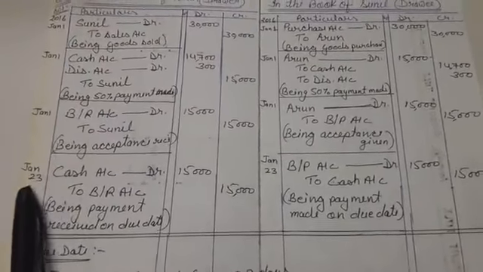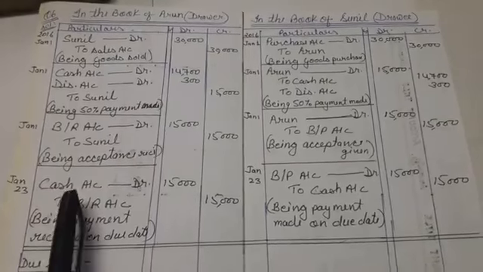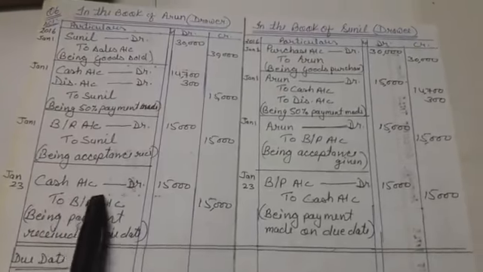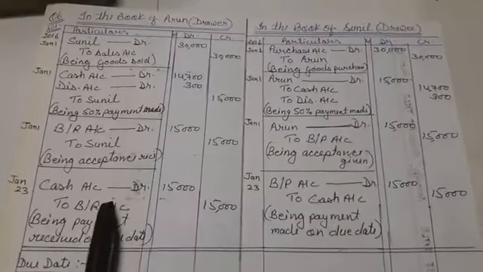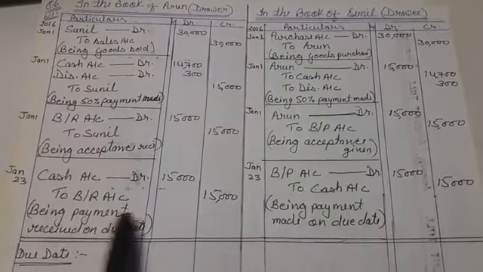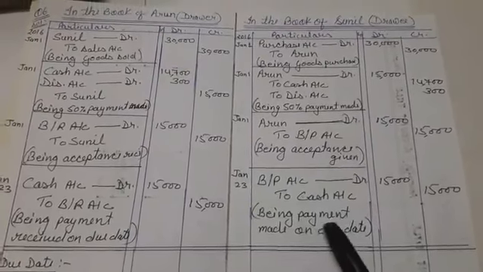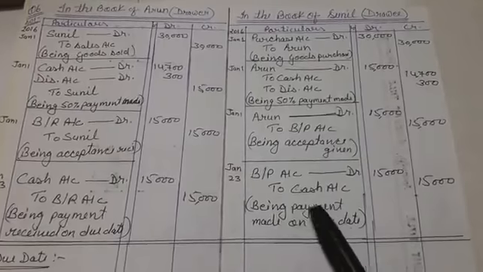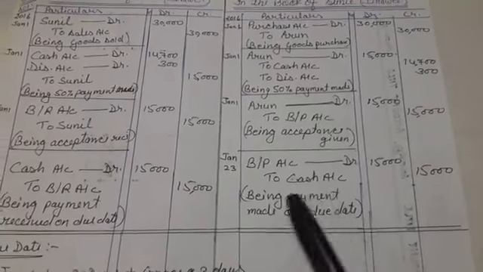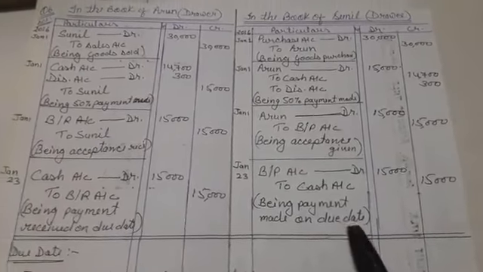Here you see January 23rd. Here cash will be received because he is the seller. He should get the cash, and now on the due date, on the maturity date, he is receiving the cash from this Sunil. So cash account debit to BR, he is giving the BR, 15,000, being payment received on due date. And here BP, in the book of drawee we always write it as BP, bills payable. On the due date January 23rd, BP account debit to cash account 15,000, being payment made on due date.